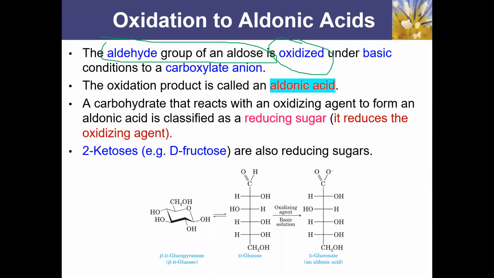And what does it form? It forms a carboxylate anion. As you can see here, this is an aldehyde group, and it has formed a carboxylate group over here. Look at this. Now the product which is formed over here, we call it the aldonic acid, for example D-gluconic acid.